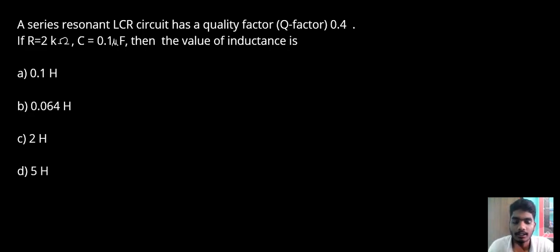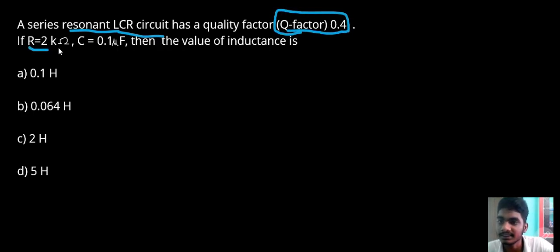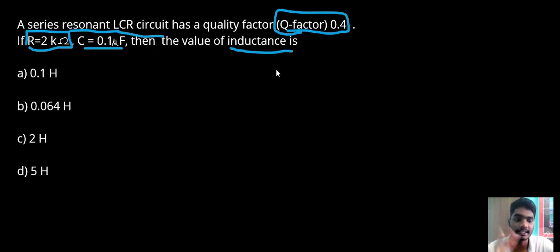Hello everyone. Here the question says a series resonant LCR circuit. So this is an LCR circuit, a resonant LCR circuit. This is very important. The quality factor, that is the Q factor, is 0.4. If the resistance is 2 kilo ohm and the capacitor present there is 0.1 microfarad, find the value of the inductance. We have to find the value of the inductance.